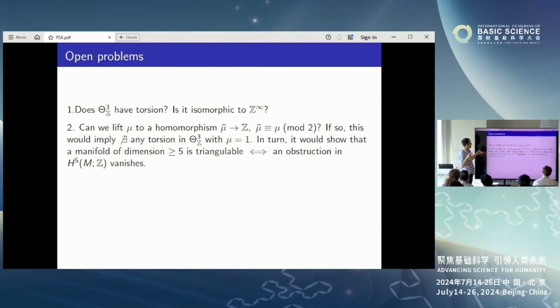The Frøyshov map was a homomorphism, but it wasn't lifting Rokhlin. If you had some map that does both, then you could show that there is no torsion of any kind with mu equals 1. It's a simple algebraic argument. And then this would imply that you could tell which manifolds are triangulable if this obstruction in H^5 vanishes. Okay, so that's still an open question.